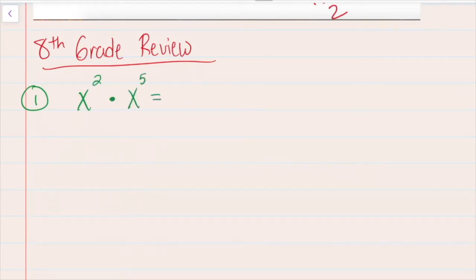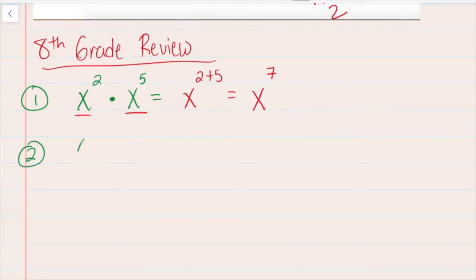Now, if you guys don't remember, whenever you have the same base, in other words, the same number at the bottom, what do you do with the exponents? You simply add the exponents. So my answer for this would be x to the 7th power. That's the first one.